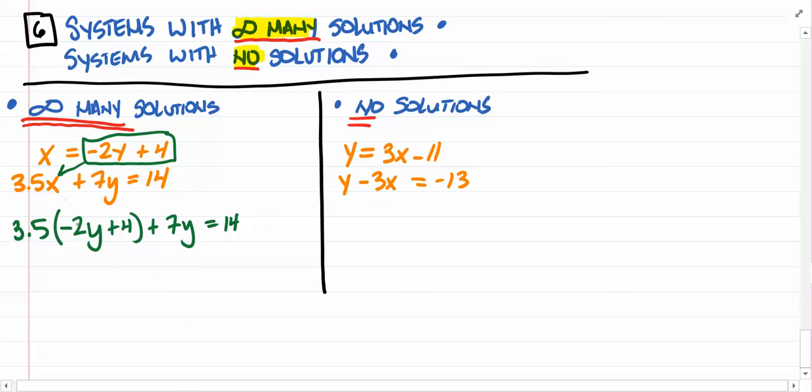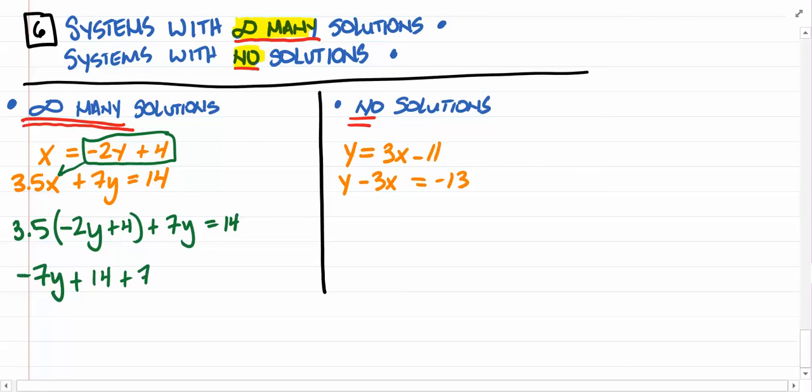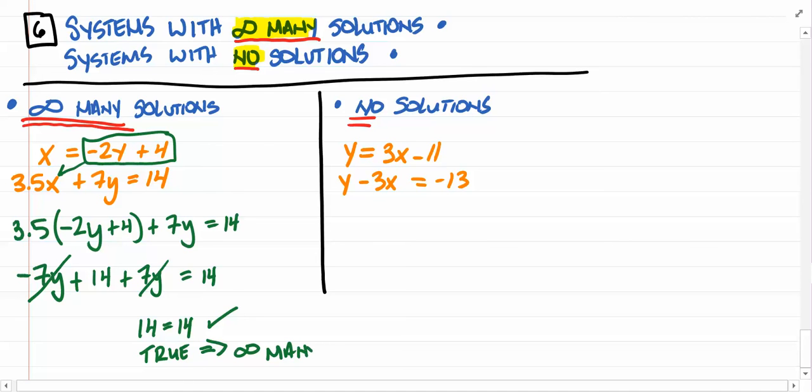Now distribute. 3.5 times negative 2 is negative 7y. 3.5 times 4 is a positive 14. Plus 7y equals 14. So hopefully you can see what's happening here. Negative 7y cancels with positive 7y, and I get that 14 is equal to 14. Well, that's a true statement, isn't it? And if that's a true statement, that implies that I would have infinitely many solutions to this system here, which means that each equation is just a replica of the other.